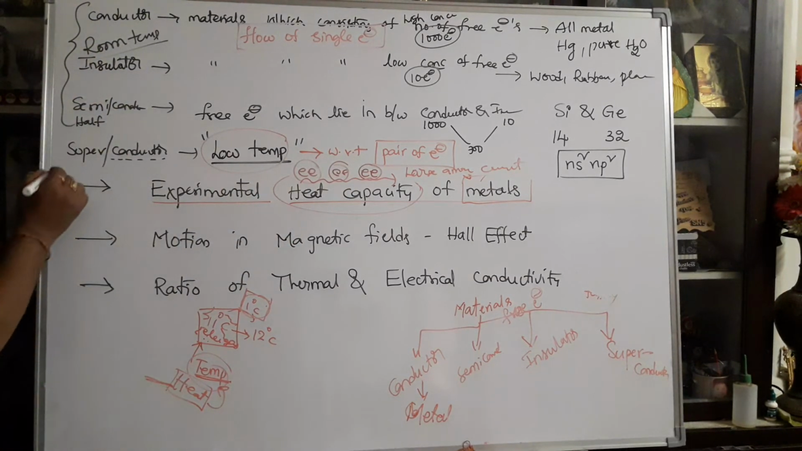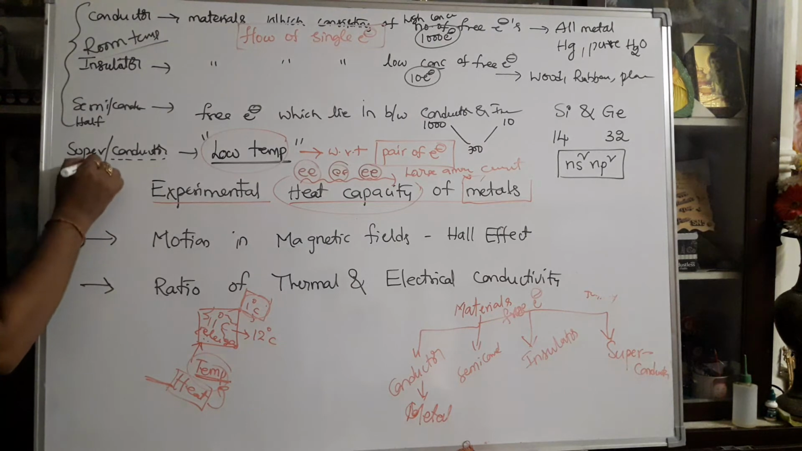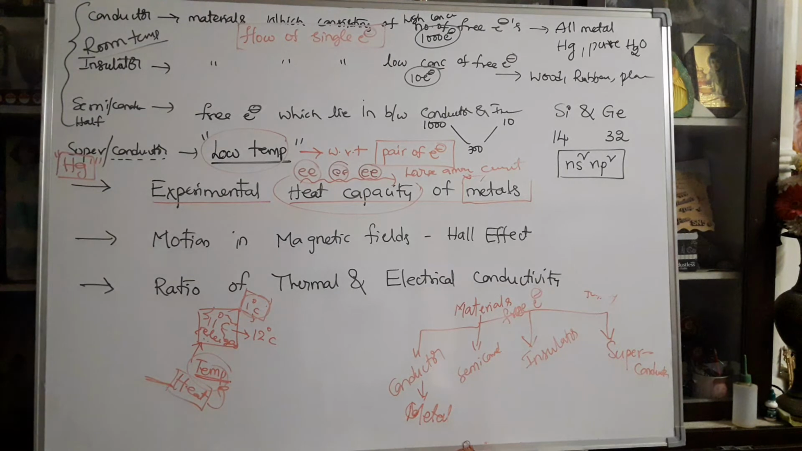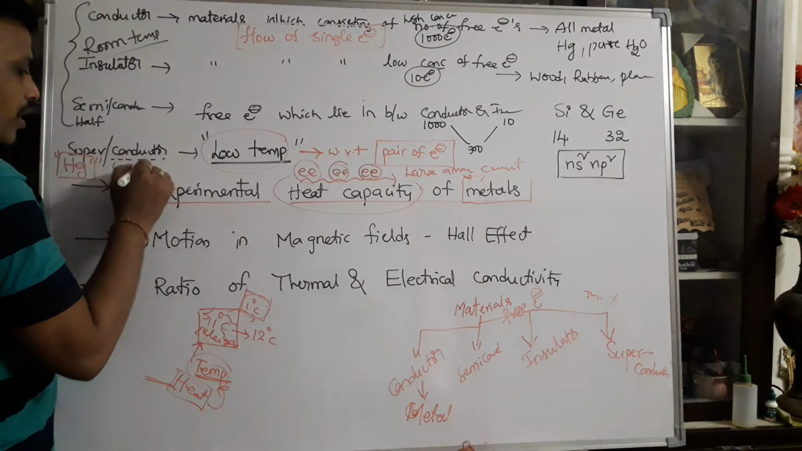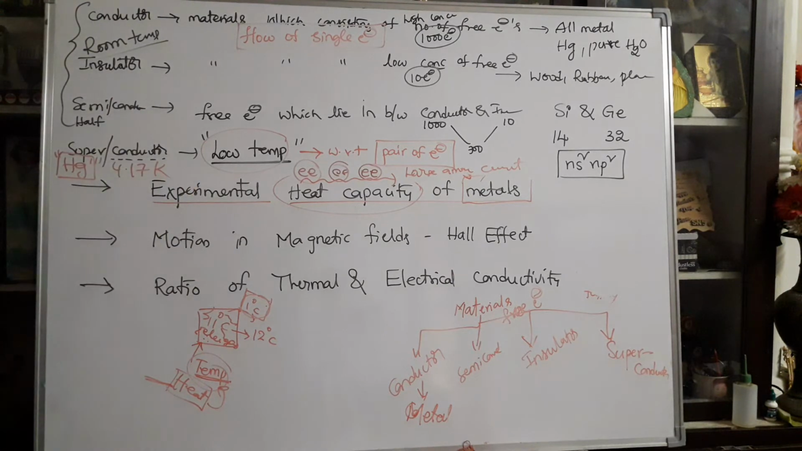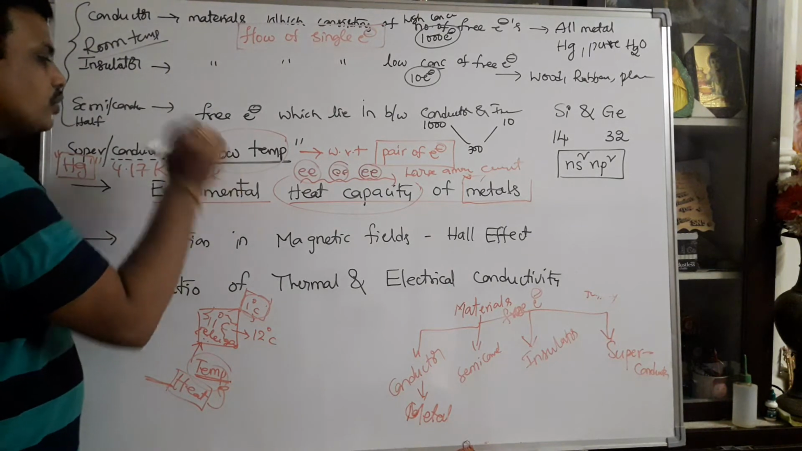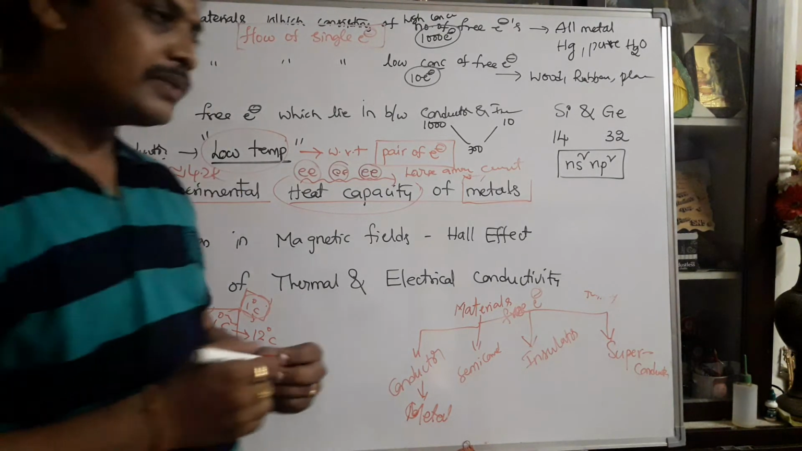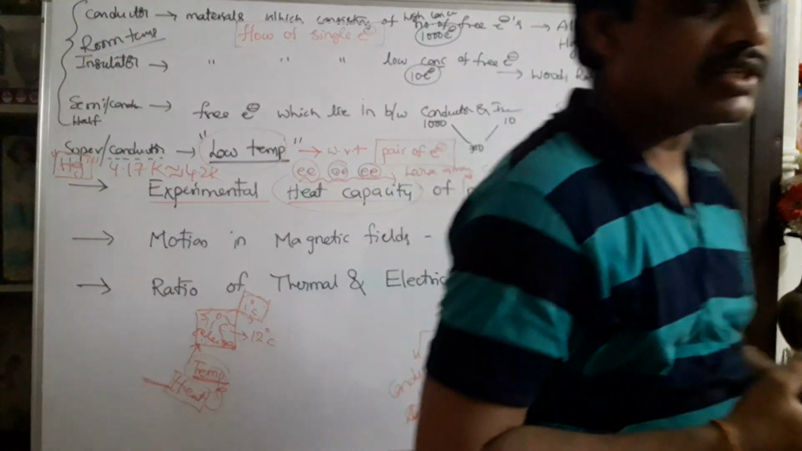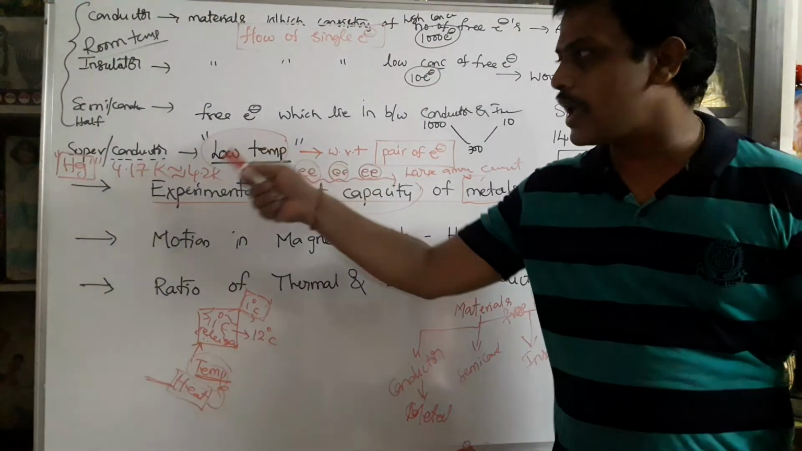The best example for a superconductor is mercury. The first superconducting state was explained using the mercury element at 4.17 Kelvin. At low temperatures you must explain the superconducting state. That superconducting state applies to mercury at 4.17, which can be approximated as 4.2 Kelvin. So at low temperatures you can explain the conducting state, which is called a superconductor.